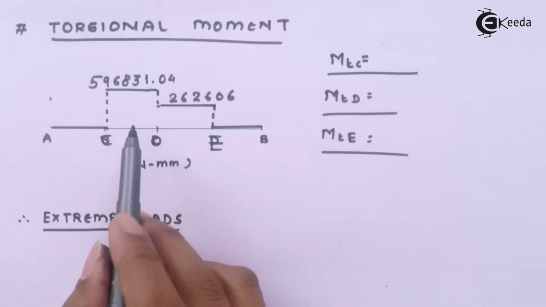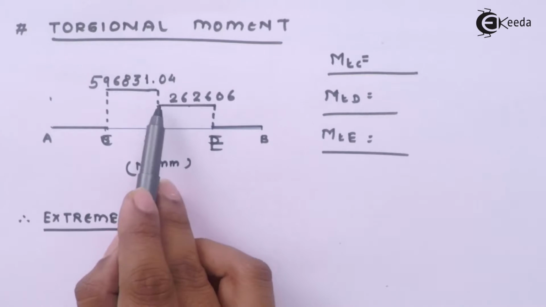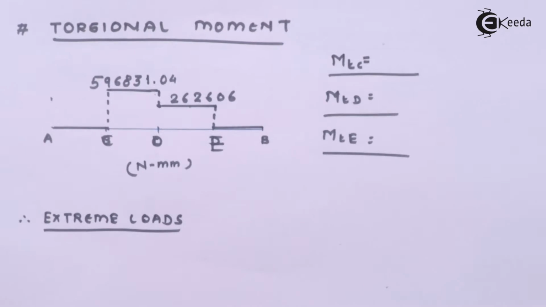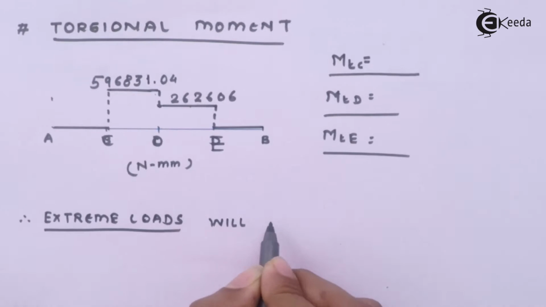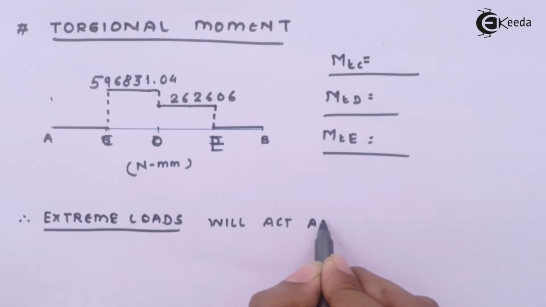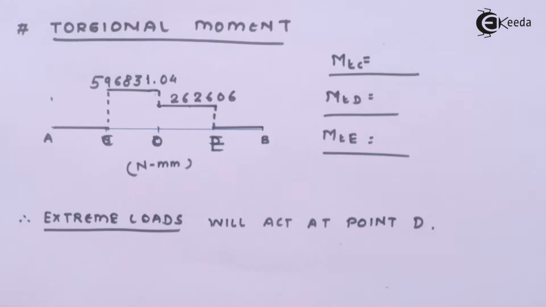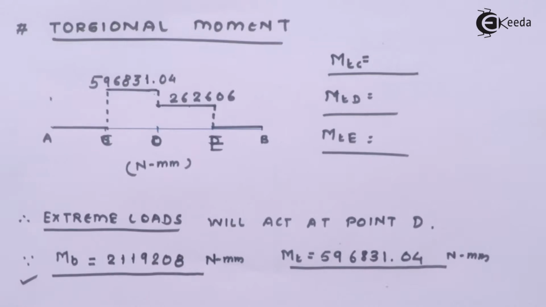So let us write down these values and the found out values which are already written there. So we can see at point D we can experience the maximum shear stress again, and therefore extreme loads will act at point D, where we know that the bending moment is equal to and the torsional moment is equal to. So this is the final selection of the values of bending and torsional moment for the given shaft.